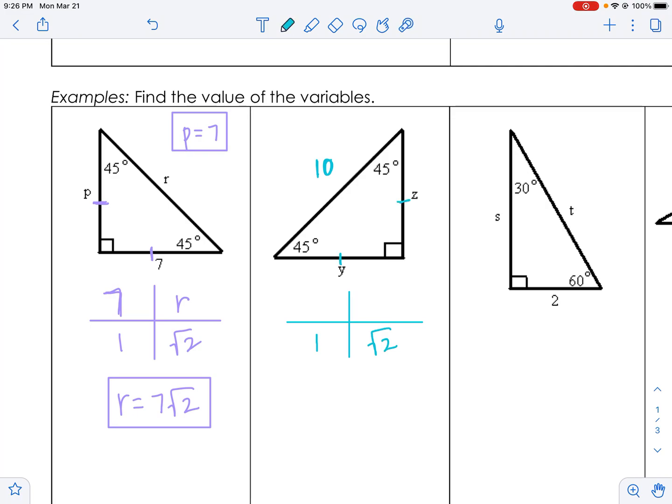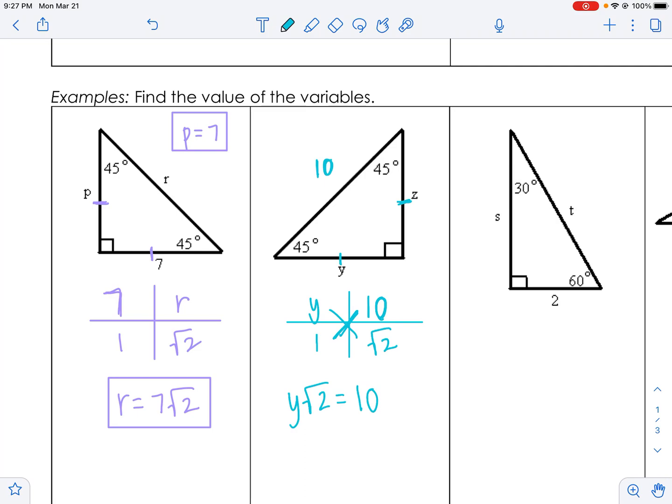Okay, now remember, if it's an isosceles right triangle, the legs are the same. So it doesn't matter whether I pick y or whether I pick z. If I find y, I know z. If I know z, I know y. So for this, I'm just going to put a y in there because I think it's easier to draw. And then what is the hypotenuse? Well, it's 10. So I'm going to put that in this spot right here. So now to solve this, here's my fraction equals a fraction. I'm going to go ahead and cross multiply. Y times root 2 would just be y root 2, equals 1 times 10 would just be 10.